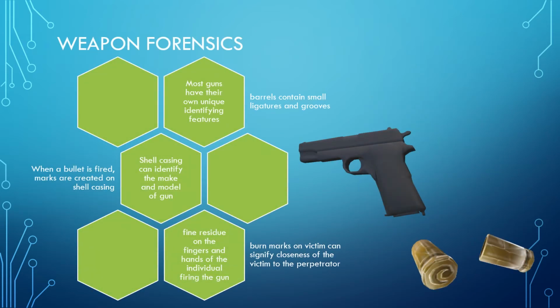Lastly, I'm going to be talking about ballistics. Most guns have their own unique identifying features. The barrel contains small ligatures and grooves. When a bullet's fired, it creates unique markings on the shell casing that can be linked back to that exact gun. Also, shell casings can identify the make and model of a gun.